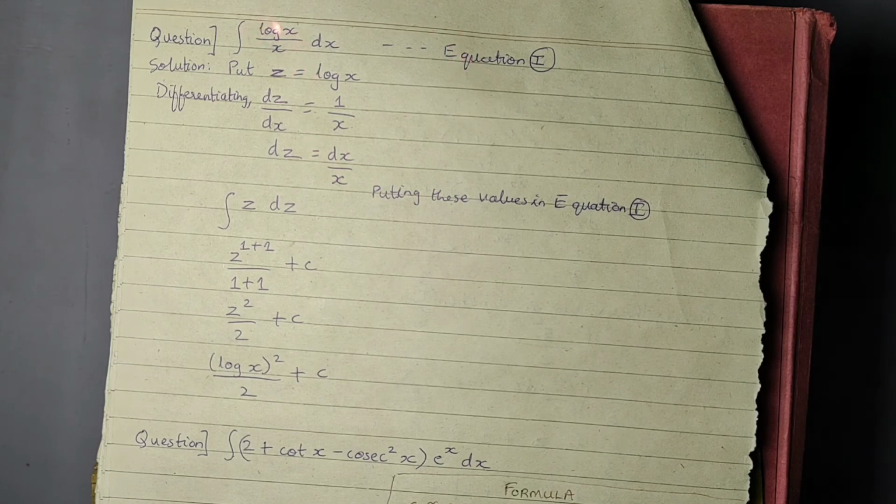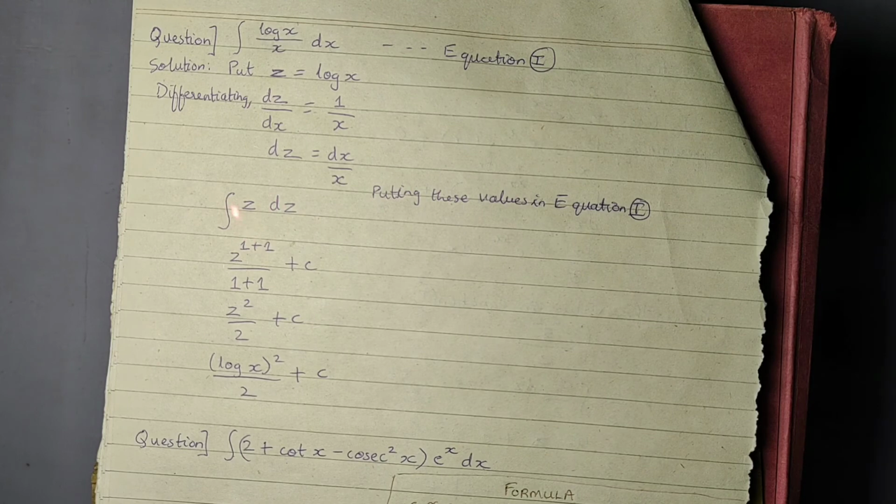This is already z itself, and dx divided by x over here is dz. So this is how equation 1 got converted into integration of z dz. Okay, so these two values you have to put in equation number 1, and it will get converted over here. And integration of z dz.